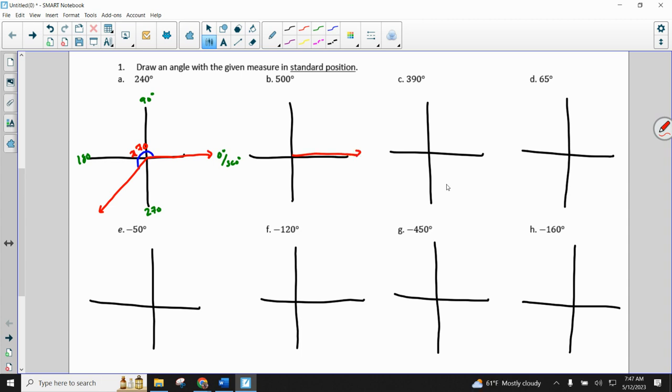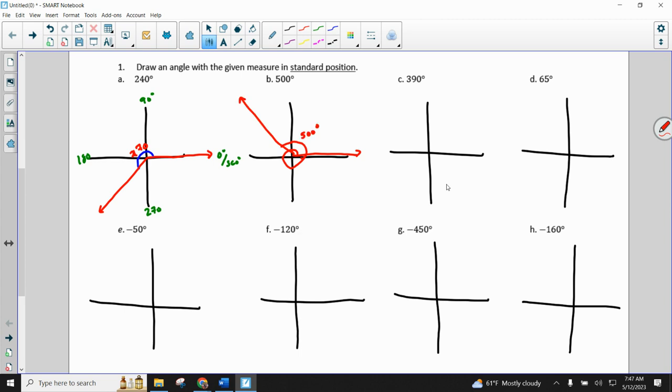For 500, we'll start with an initial side there. We'll go 90, 180, 270, 360, and then need to go more, right? 360 plus 90 is what? 450? So 450, and then we still got another 50 to go, which means we're not going to finish in here, but we're somewhere in there, and we can write 500 degrees.